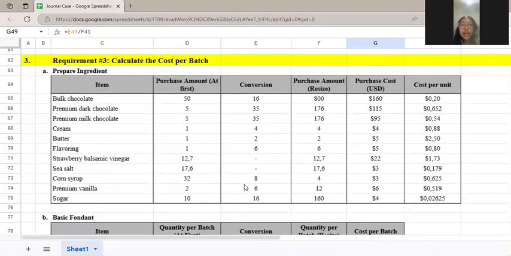So now we're moving on to requirement 3, which I will explain myself. Requirement 3 is to calculate the cost per batch. For A, prepare ingredients. We already know the prepare ingredients occurred in table 2 of the journal.